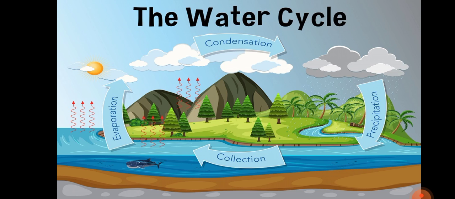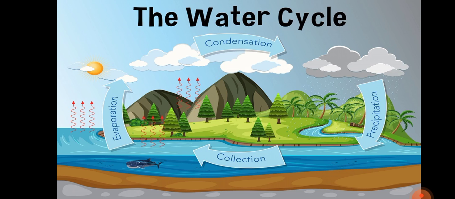So this was the water cycle. And once the water is collected again, the water cycle repeats itself, and all the processes of the water cycle repeat again. That's why we call it a water cycle, because all these processes are in a cycle and occur repeatedly.